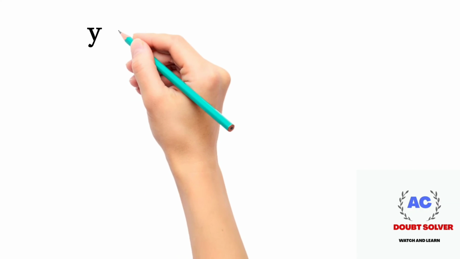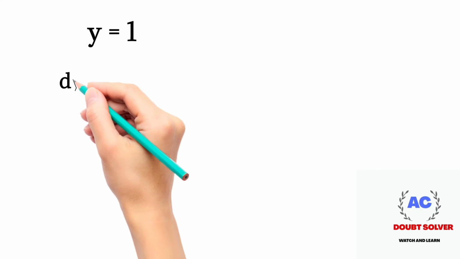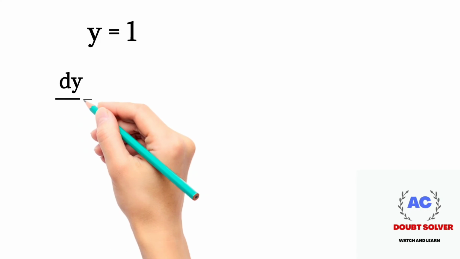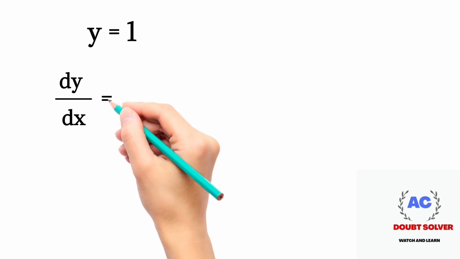So our question is to find the value of dy by dx. Here y is equal to 1. So differentiate both sides with respect to x. So dy by dx, we know the derivative of a constant is 0. So our answer, that is dy by dx, the answer is 0.